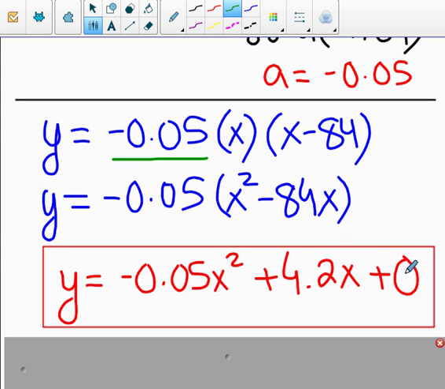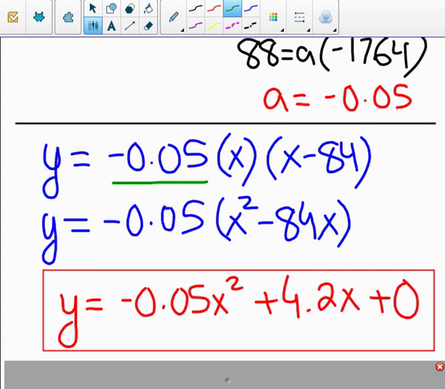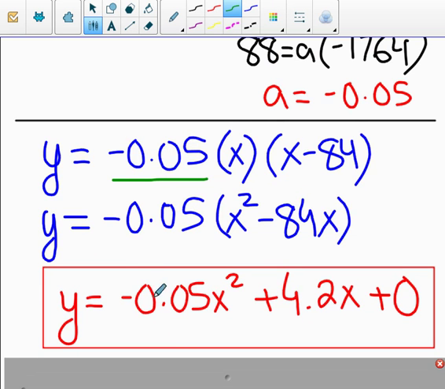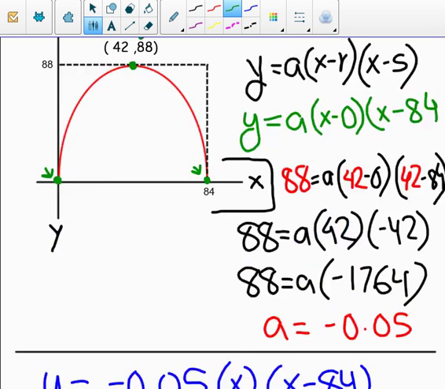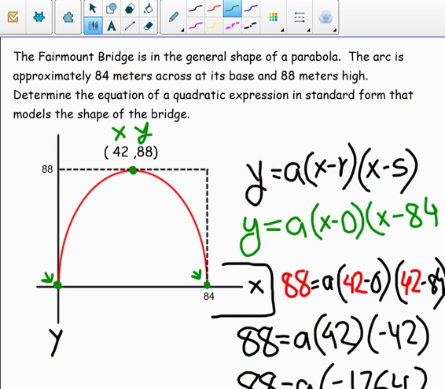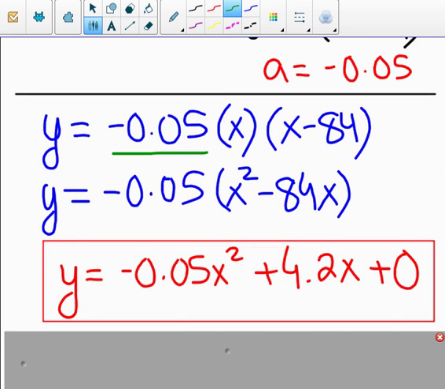And our final equation is y equals negative 0.05x squared plus 4.2x plus 0. I'll tell you how. Negative 0.05 times negative 84x gives 4.2x, and plus 0. So this is the equation of this parabola, this Fairmont bridge. This right here: y equals negative 0.05x squared plus 4.2x plus 0.